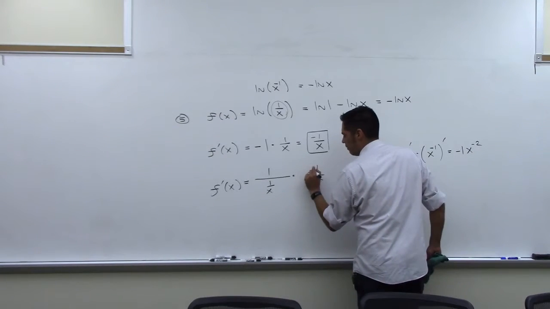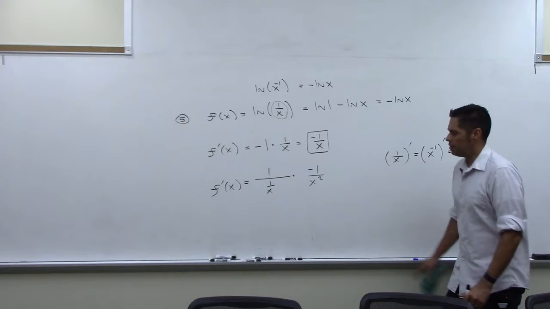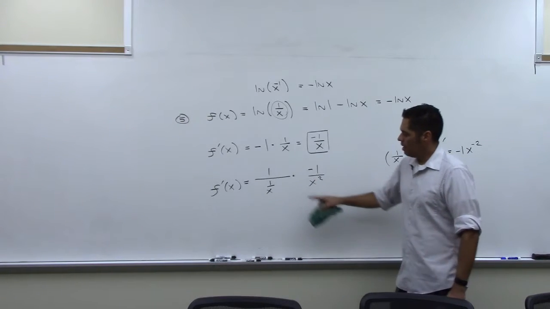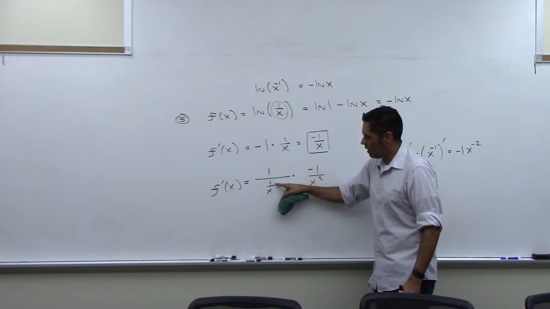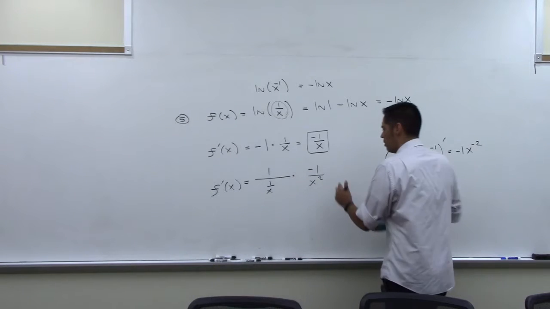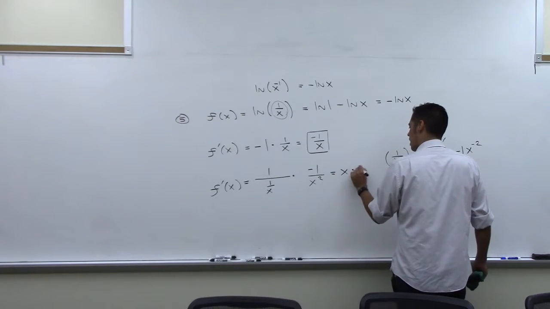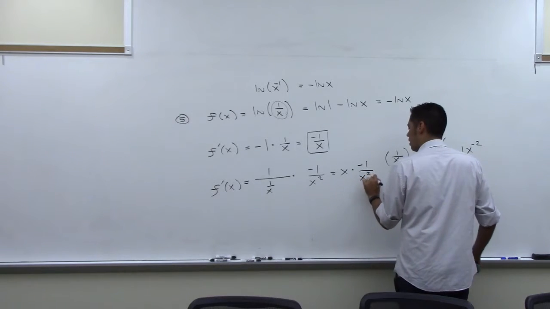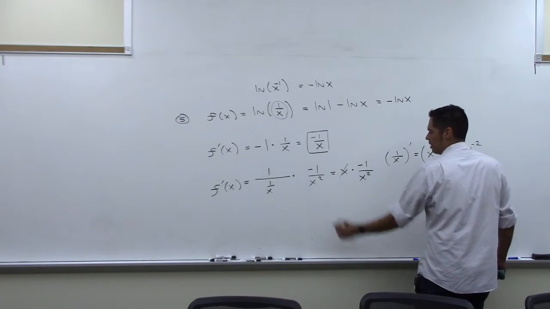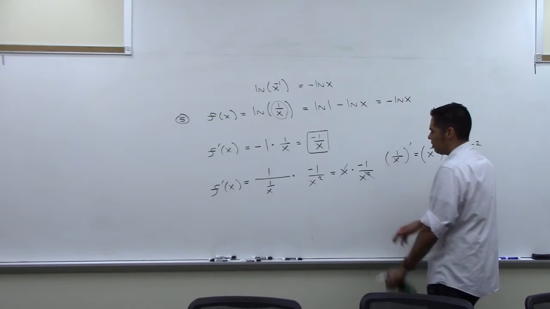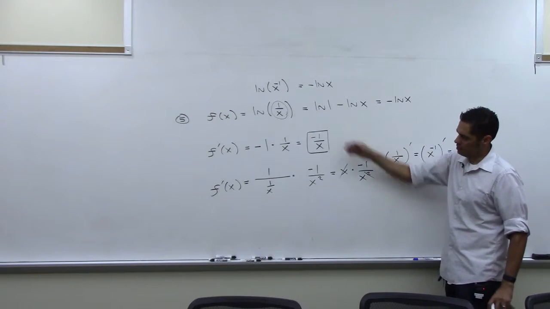I don't like that negative, and put it up here. So it's this times this. And when you have 1 over a fraction, you can just flip the fraction over. So this is really just x over 1, which is x, times negative 1 over x squared. And then one of the factors of x cancel out. And you're just left with negative 1 over x, which is this.